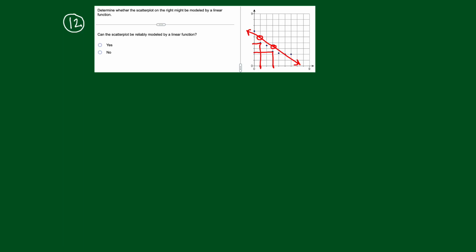Can the scatter plot be reliably modeled? I would say no, because we're going to get a lot of error in our approximation. So let's say no. These points here do not look like they lie on a straight line. This looks more like a curve. It looks more quadratic or exponential than it does linear.